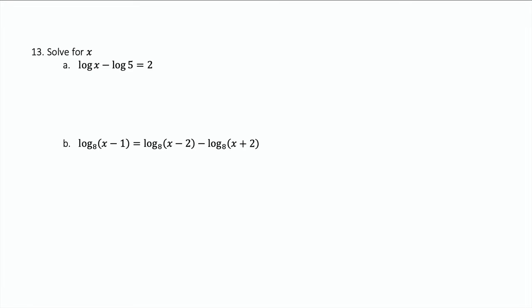To solve for x here, we want to combine our logarithms as much as possible. So here, for part A, we just combine these. We're subtracting the logarithms, which means we divide on the inside. So this is x over 5.